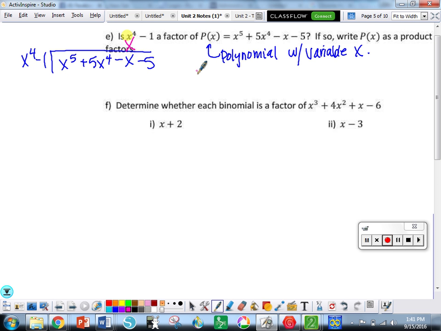Multiply. X times x to the fourth is x to the fifth. X times a negative 1 is a negative x, right? Now what do I do when I subtract? Change it so it's a minus, change it so it's a plus. Now what happens here? This cancels, and this cancels.